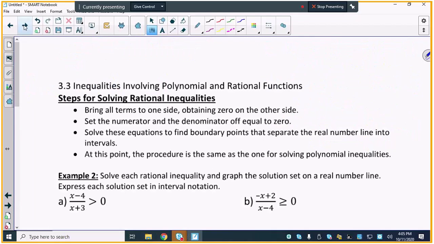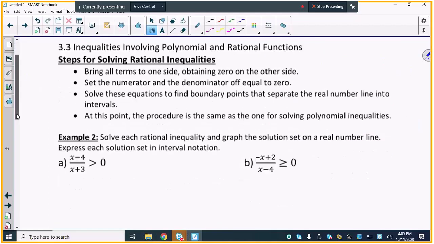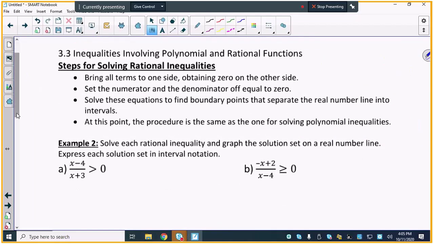As we talked about, the same process we're going to adopt for rational inequality. So you have to have all terms on the left-hand side, so that the right-hand side is strictly 0. For rational inequality, what we have to be careful about is the domain. Remember, we cannot have 0 in the bottom.